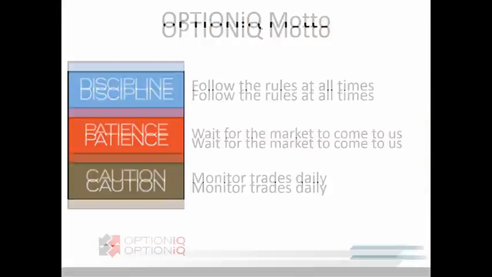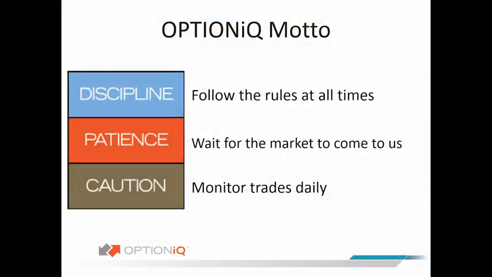So to begin with, I just want to cover the Option IQ motto, and this is something that I want to kind of imprint on everybody's mind. The motto is very simple, but it's also very, very important. It says, discipline, follow the rules at all times. Patience, wait for the market to come to us. We're not going to go out and force trades. We're going to do what we're given. And then caution, monitor trades daily. So this is really the Option IQ focus.